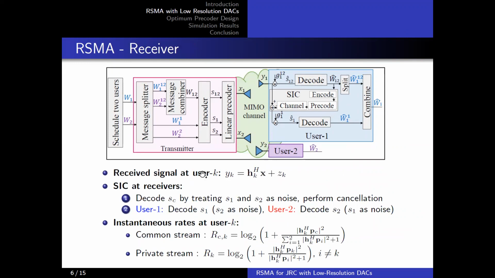At the receiver, successive interference cancellation is performed over the received signal. First, the common message is decoded by treating the interference from private symbols as noise. Then each receiver decodes its own private message by treating the private messages of other users as noise. The maximum rates for the common and private messages can be written as given here accordingly.